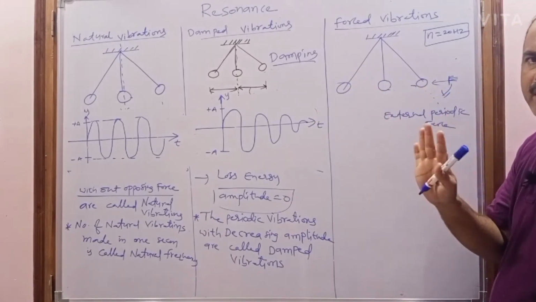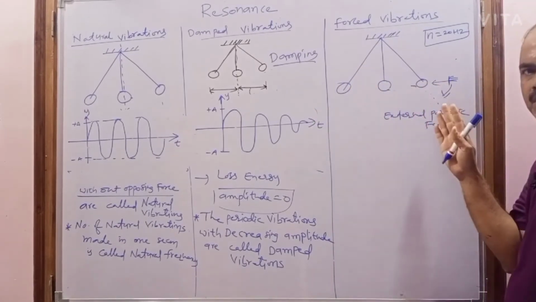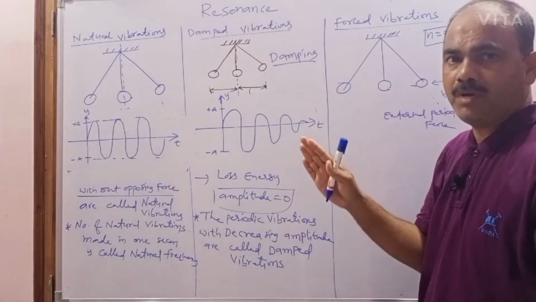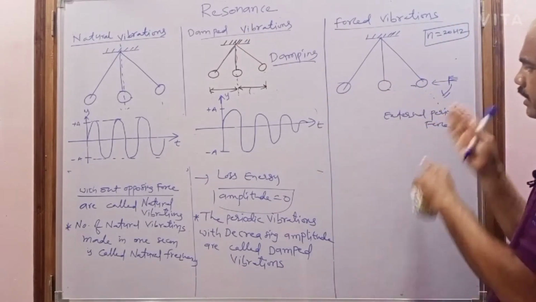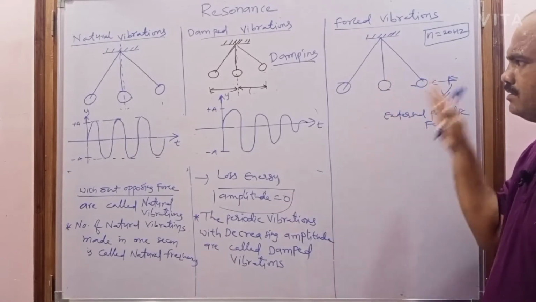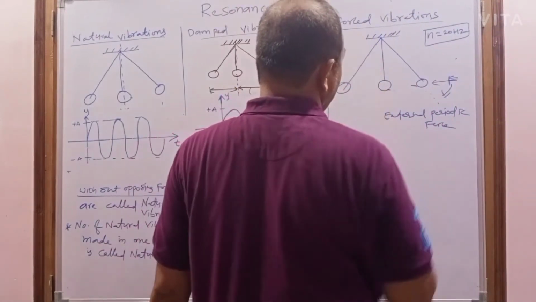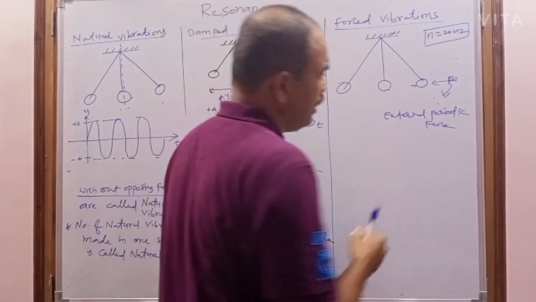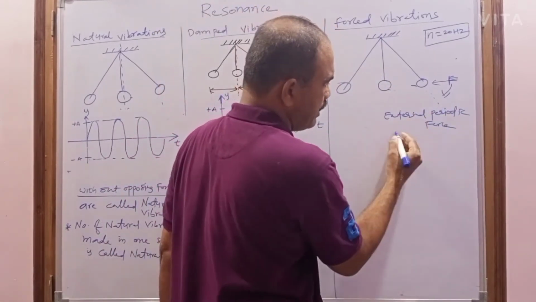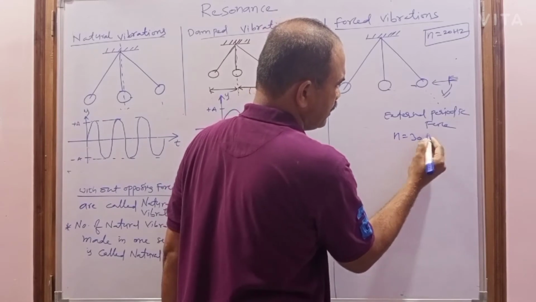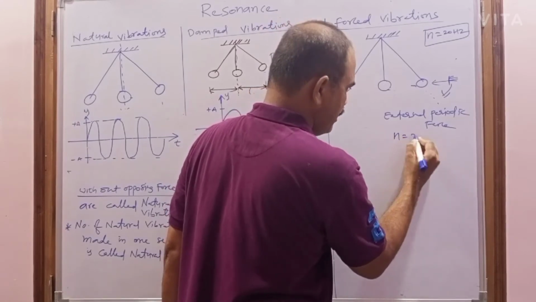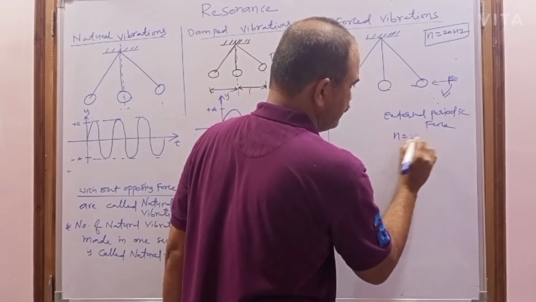The amplitude will never decrease. If you release the force, it will decrease, and then it is called damped. But it is not damped, because you are applying the external periodic force continuously. That's why it makes some oscillations. So those oscillations are known as what? Forced vibrations.